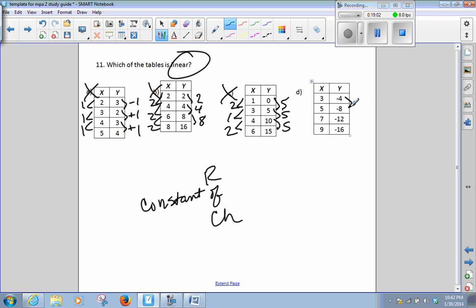Last one. This is going down by 4 every time. This is going up by 2. So -4 over 2 simplifies to a -2, which means, and it does it for all of them, -4 over 2, -4 over 2, -4 over 2. So D has a constant rate of change, so my answer should be D.